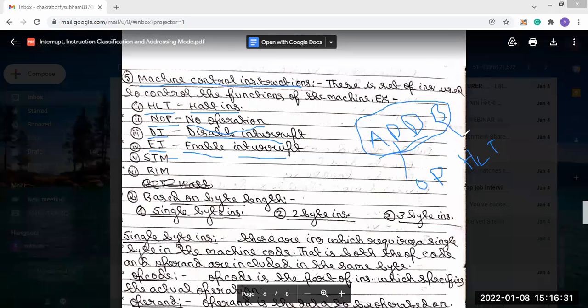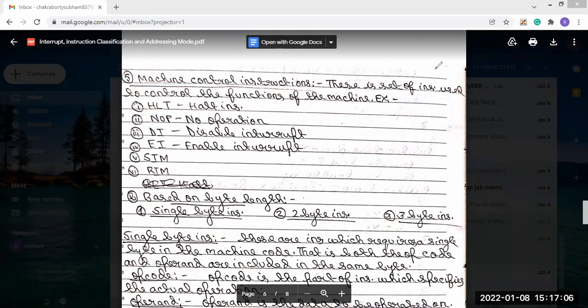That means if no numerical value is present in the instruction, then that instruction is a single byte instruction. Here you see ADDB. In this, no numerical value is present. So this is our single byte instruction, but this is the shortcut trick. The main thing is: if the opcode and operand are included in the same byte, then we call that a single byte instruction.